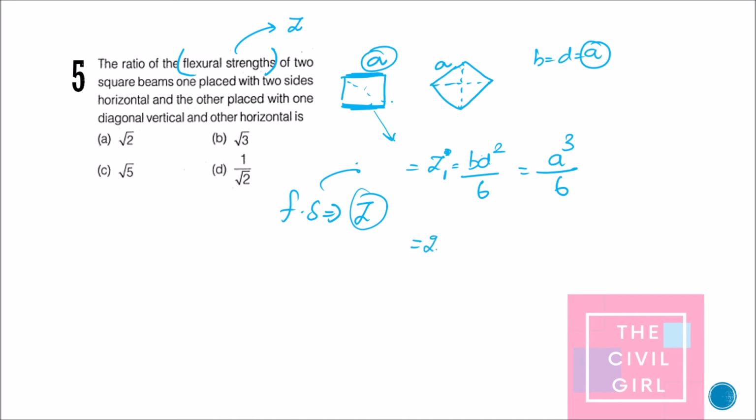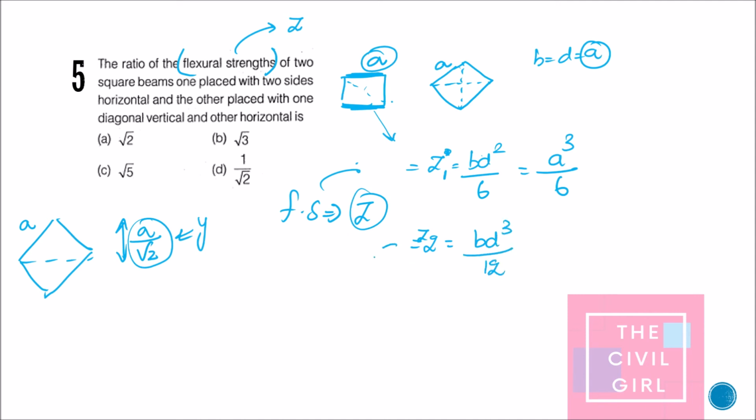For the second one, section modulus is equal to... so this is a rhombus, and the side of the rhombus is A. Then what will be this distance? We know that it is equal to A by root 2. This is our centroidal distance. So this will become BD cube by 12.